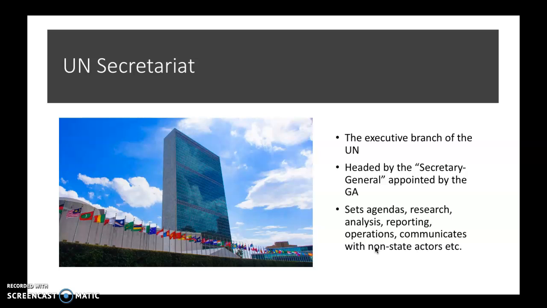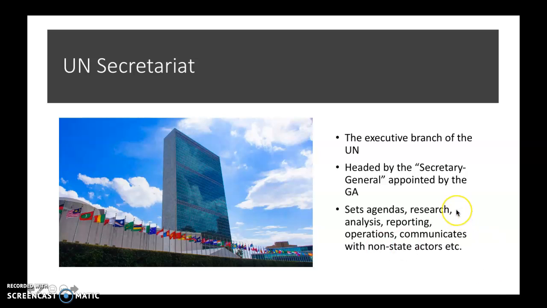Then we have the UN Secretariat. When you think of American politics, we have 3 branches of government. We have the legislative, the judiciary, and then the executive. And the president of the United States is in charge of the executive. Well, the UN Secretariat is similar to that. The Secretary General you can think of as almost like the President of the United States.